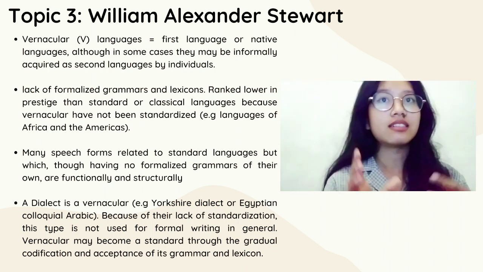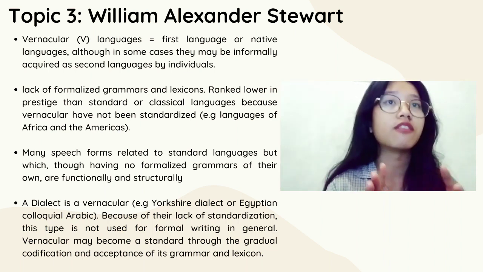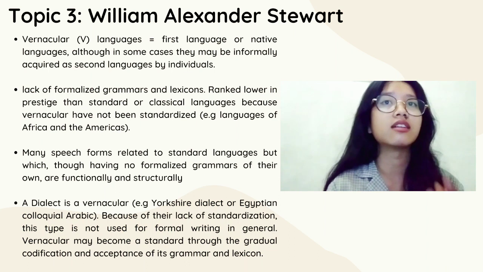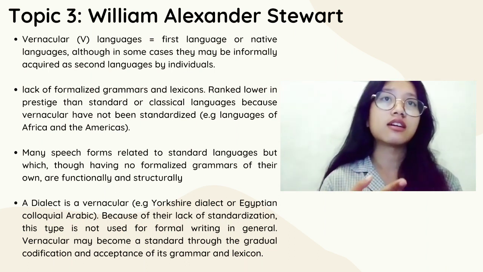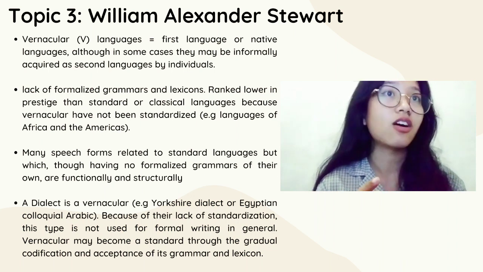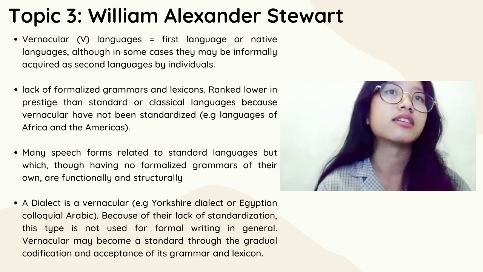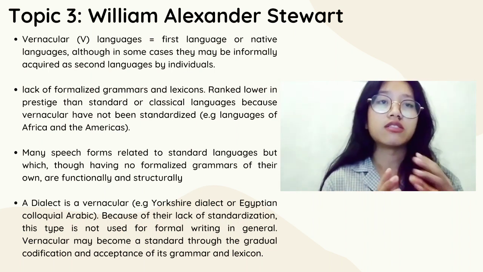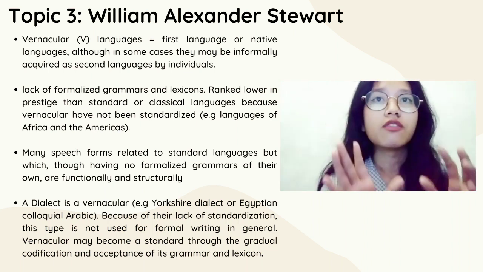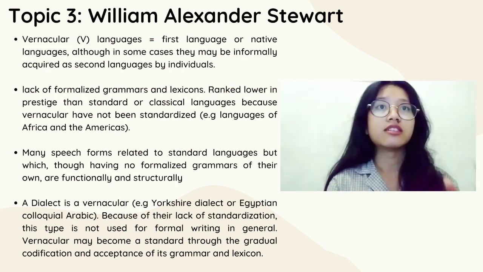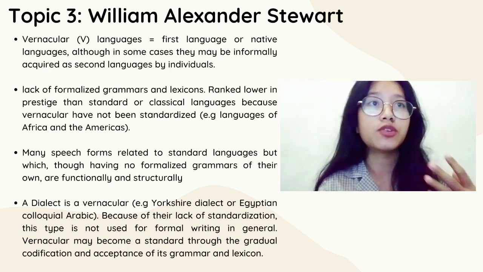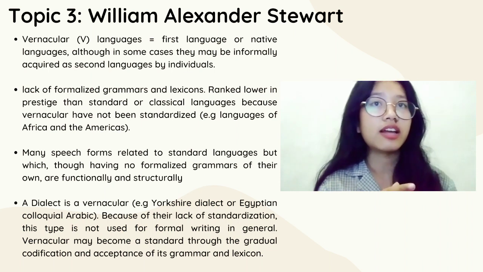A dialect is a vernacular which has a very close linguistic relationship to another language, whether standard, classical, or vernacular. Examples are the Yorkshire dialect or Egyptian colloquial Arabic. Because of their lack of standardization, vernacular languages are generally not used for formal writing. Of course, a vernacular may eventually become a standard through the gradual codification and acceptance of its grammar and lexicon.